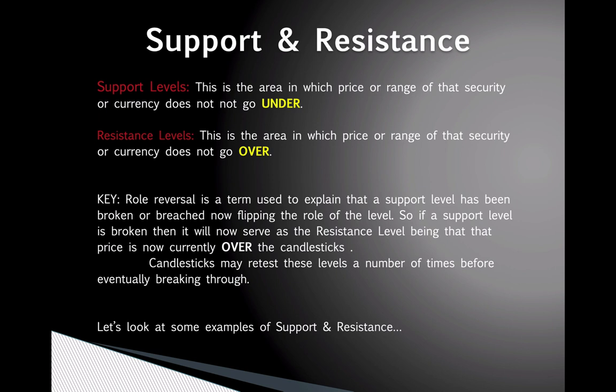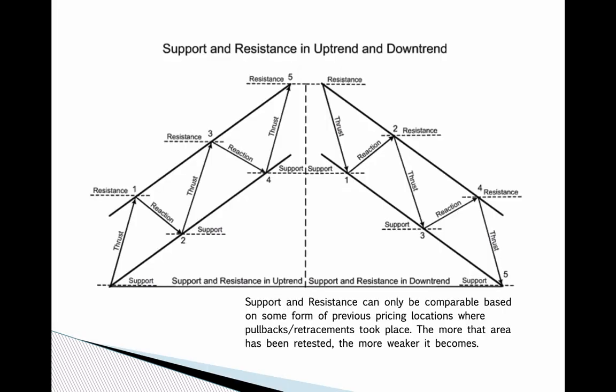So candlesticks may retest these levels a number of times before eventually breaking through, right? It can keep tapping a resistance level, it can keep tapping a support level, it can keep going back and forth. It can consolidate in those particular locations. But when you're getting that type of activity, ultimately over time, that level is going to weaken and the candlesticks are either going to break through it, or it's going to completely run away from it. And we'll see some examples here.